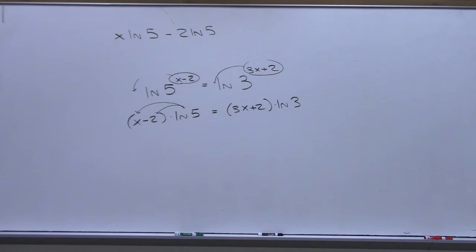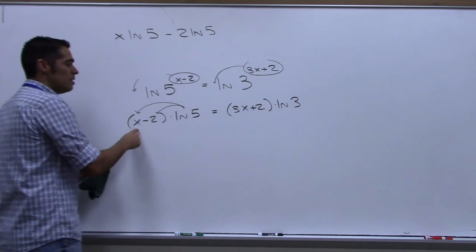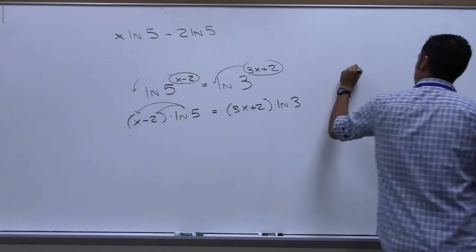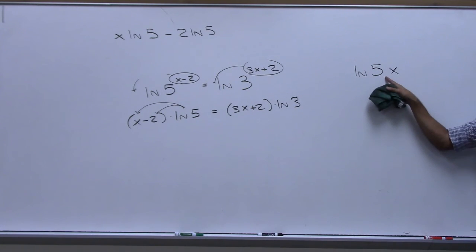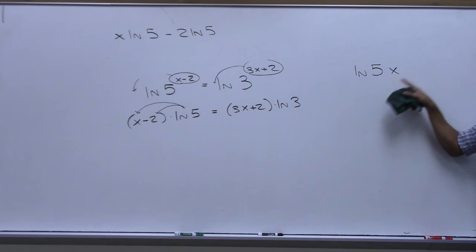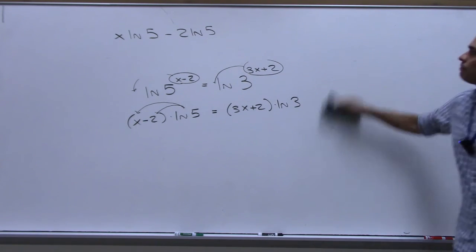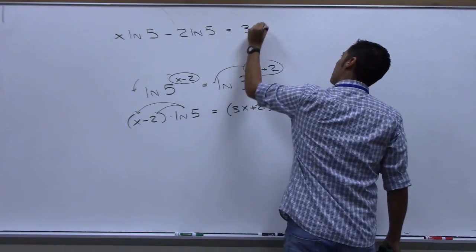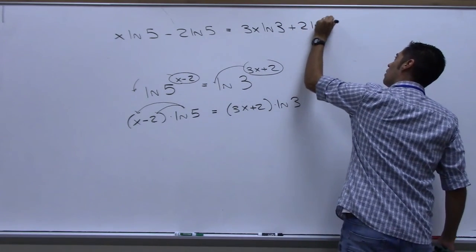Any questions on that distribution? The order didn't matter, right? x times this or this times x. There's actually a reason why I didn't like it the other way. If I write it that way, you might think the 5x is actually together inside the log. But if I put the x in front, there's no confusion. On the right side, 3x times natural log 3 plus 2 natural log 3.